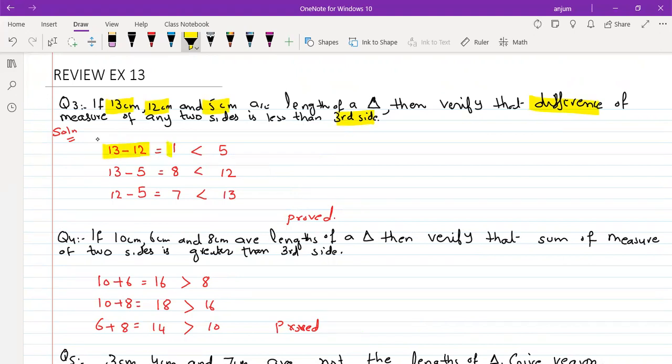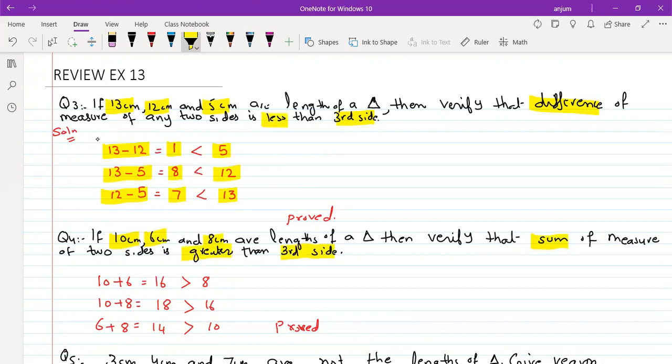13 minus 12, which is 1, is less than the third side. 13 minus 5 is 8, which is less than the third side. 12 minus 5, which is 7, is less than the third side, 13. So it is proved. In the same manner, in question number 4, we are given three sides, 10, 6, and 8 centimeter, and they say to verify that the sum of the measure of any two sides is greater than the third side. Now, the difference was smaller than the third side, and the sum is greater than the third side.